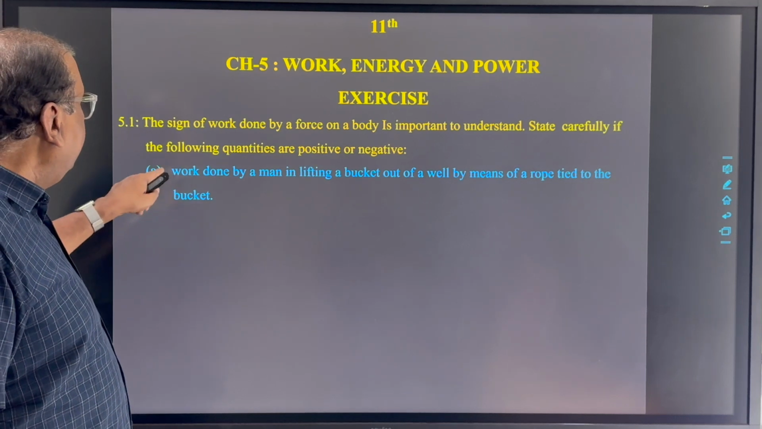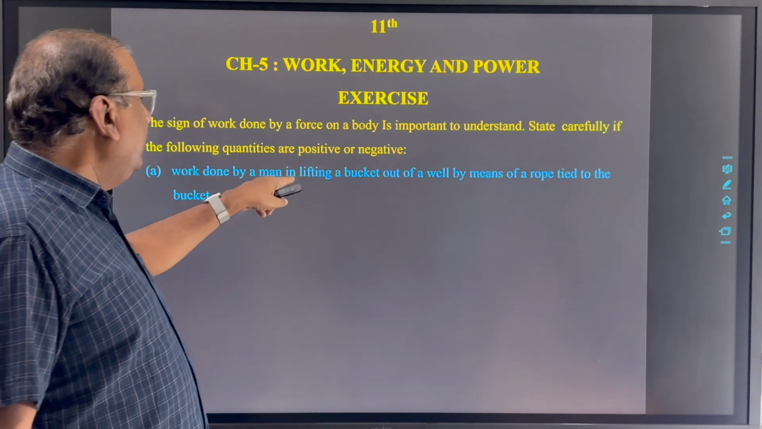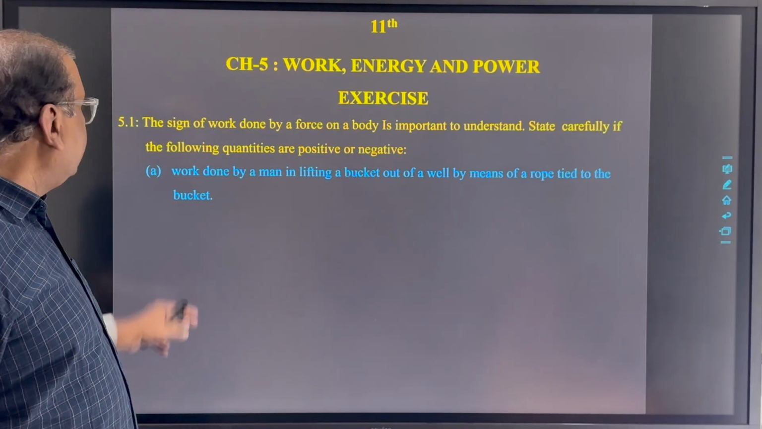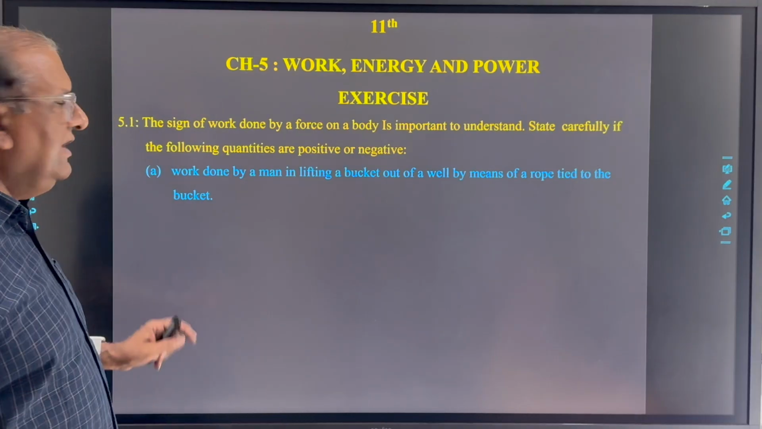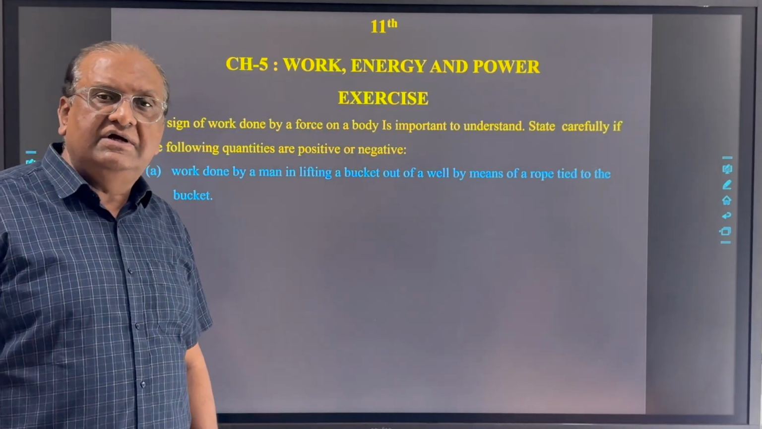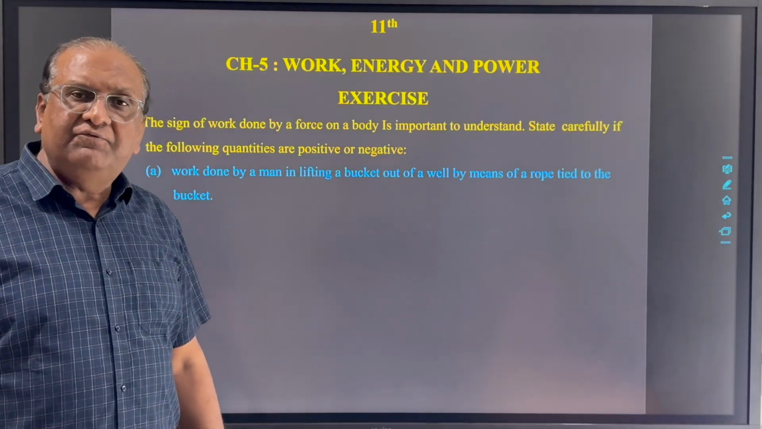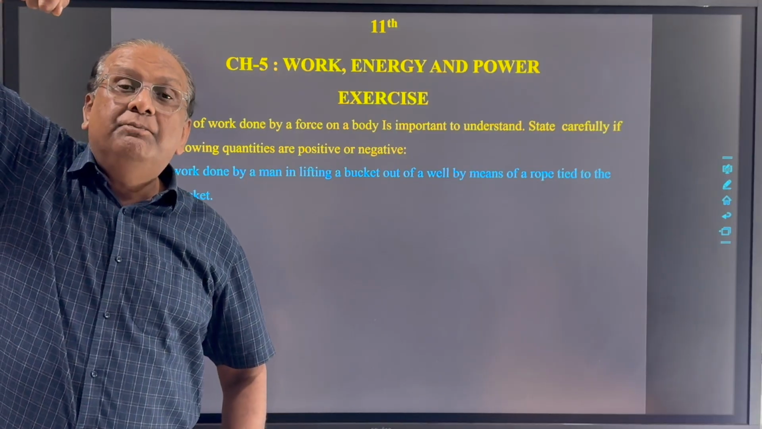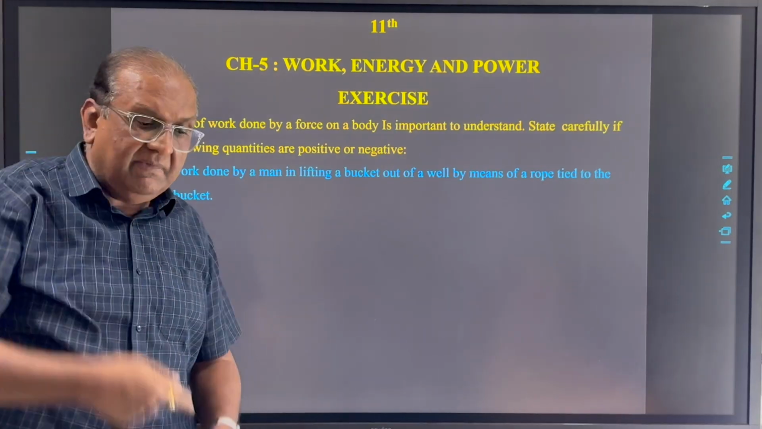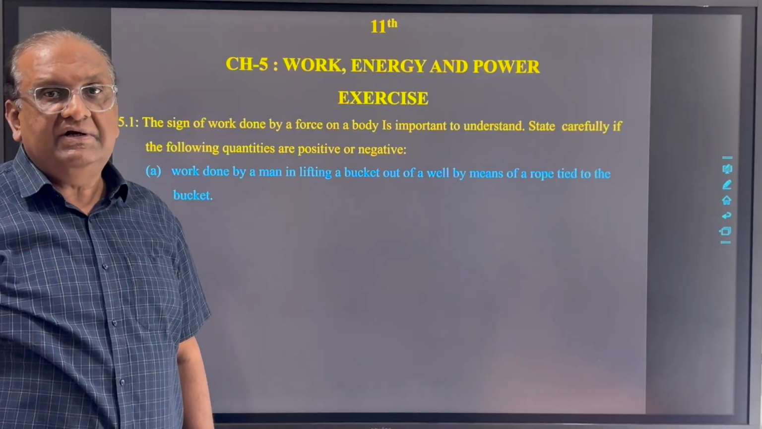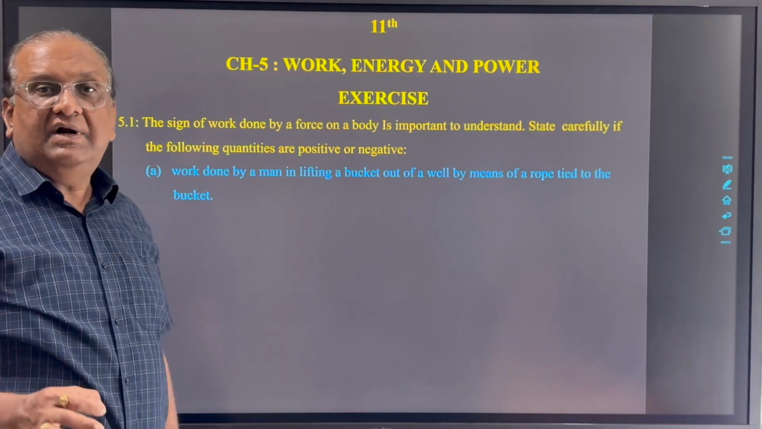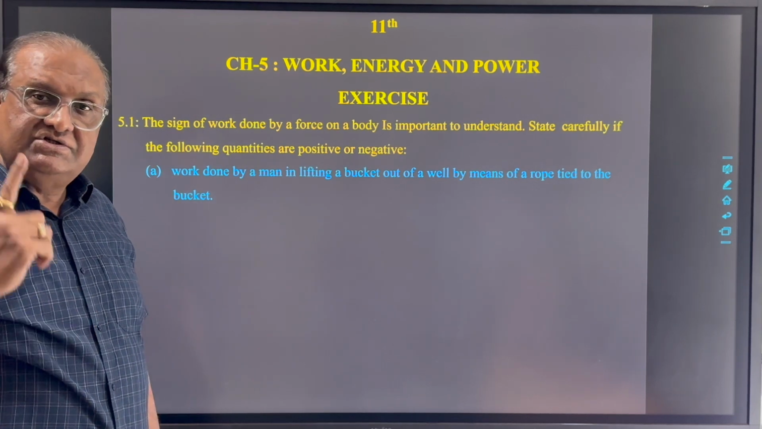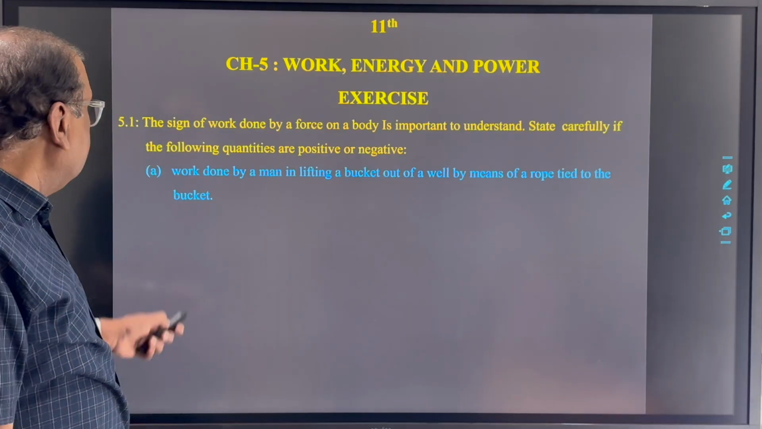First, A. Work done by a man in lifting a bucket out of a well by means of a rope tied to the bucket. So here the work done will be positive because the man is applying the force on the bucket in the upward direction, like this. He is pulling the bucket, and the bucket is moving in the upward direction. So as per W equal to F d cos theta, theta is 0. So cos 0 is 1. So the work done is positive.